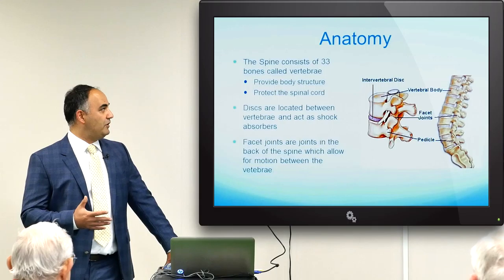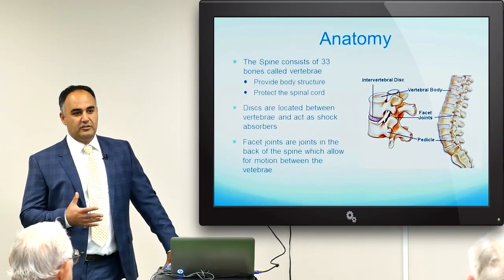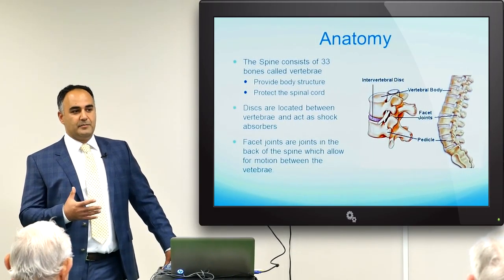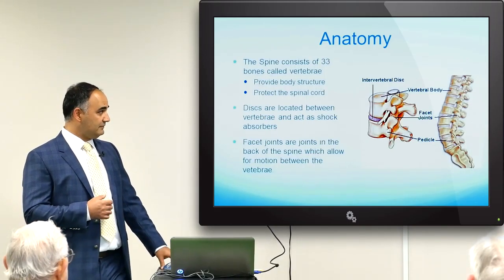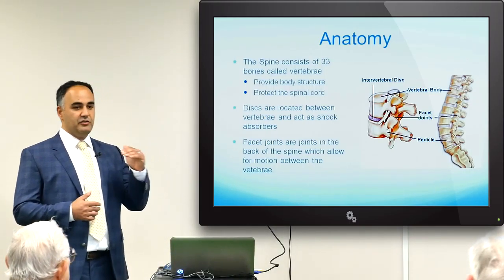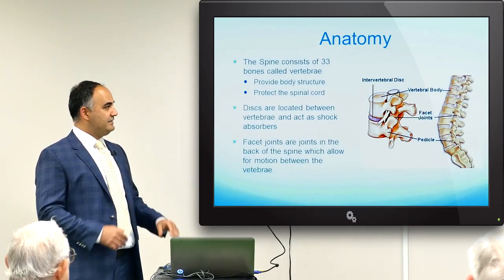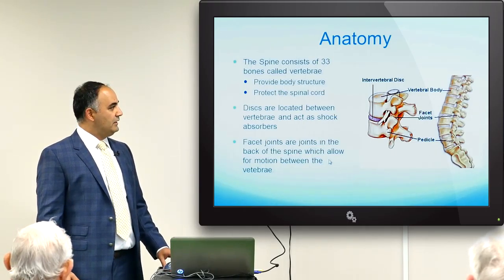So briefly, I'm going to talk about the anatomy of the spine, so everything makes sense once we understand this part. The spine consists of 33 bones that provide us with our body structure, and it protects our spinal cord. The main purpose of the spine is to protect our spinal cord. And then we have discs located in between the vertebrae, and they act as our shock absorbers.